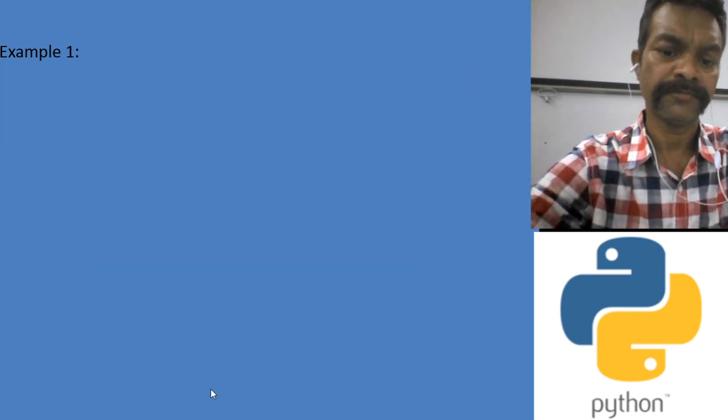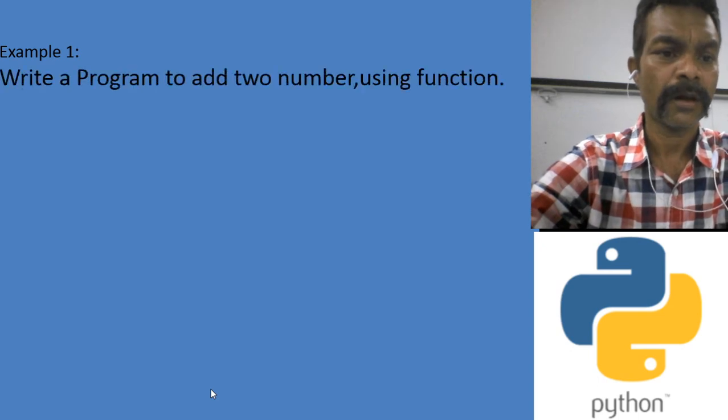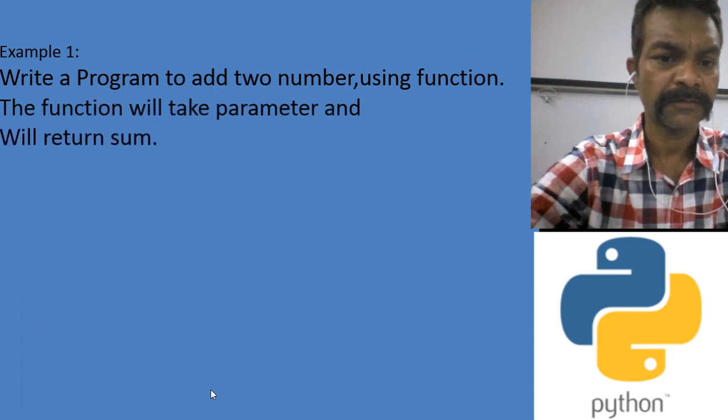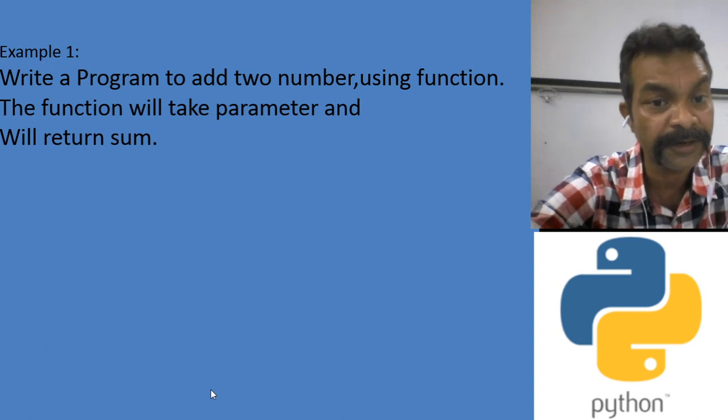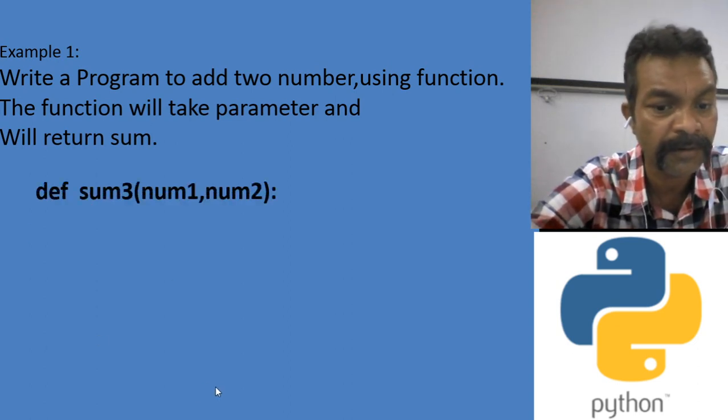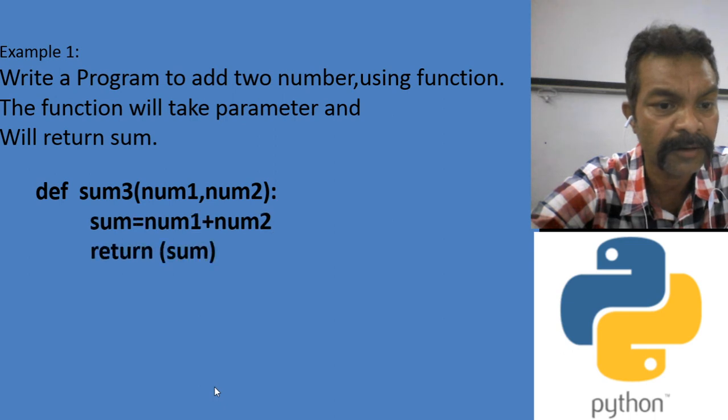Another example, write a program to add 2 numbers using function. The function will take parameter and will return. ये रिटर्न भी करेगा और पैरामीटर भी लेगा. तो इसमें देखिए ये पैरामीटर रिसीव कर रहा है और रिटर्न स्टेटमेंट भी आ गया.